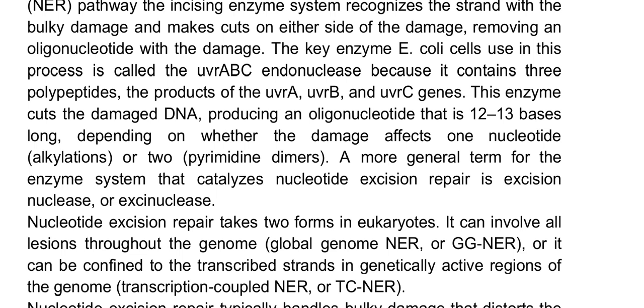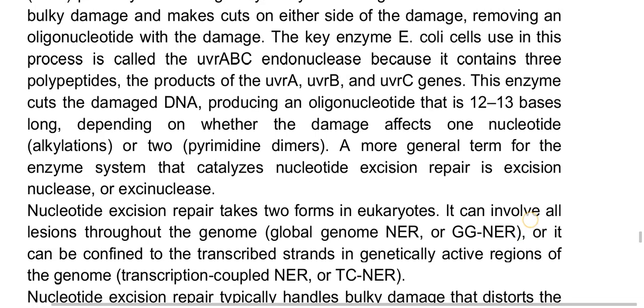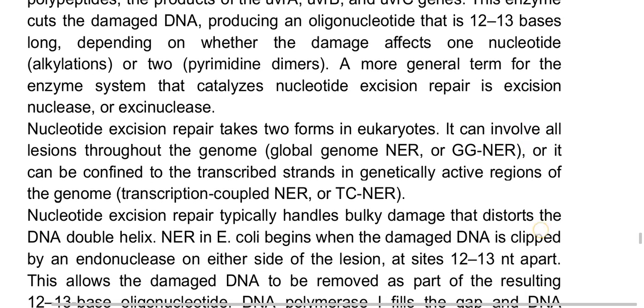The key enzyme E. coli cells use in this process is called UvrABC exonuclease because it contains three polypeptides, the products of the UvrA, UvrB, and UvrC genes. This enzyme cuts the damaged DNA, producing an oligonucleotide that is 12 to 13 bases long, depending on whether the damage affects one nucleotide or more.